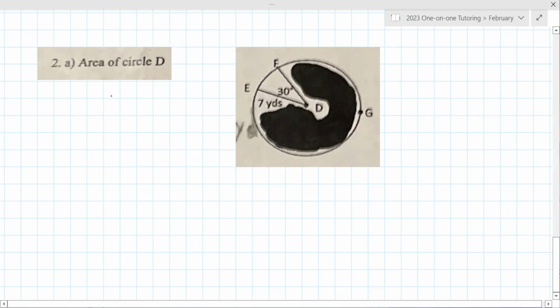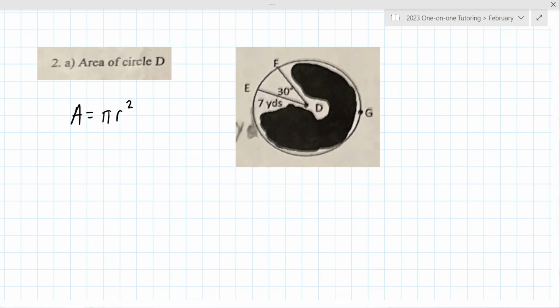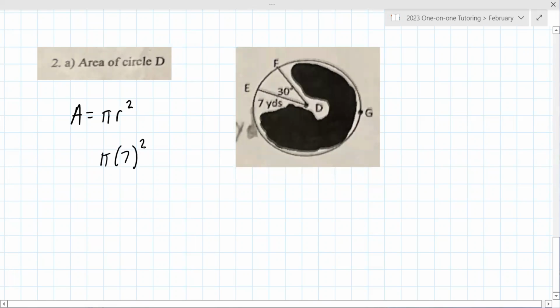What is the radius of this circle? The radius of the circle is 7 yards. So it's pi times 7 squared. So that's 49 pi.